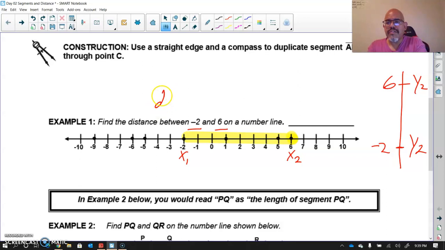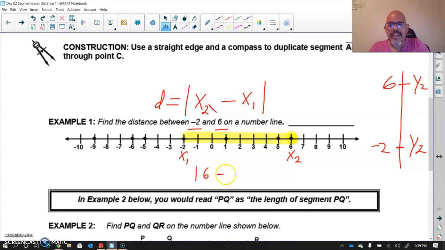So the distance that we're going to be doing in this context would be x2 minus x1. We always take the absolute value of that because we don't have negative distance. So in this case, we have the absolute value of 6 minus -2. Now remember, it's always a difference. That's always going to be a minus sign, even when there's a negative. So 6 minus a -2 is going to become a +2, and that's going to be the absolute value of 8.